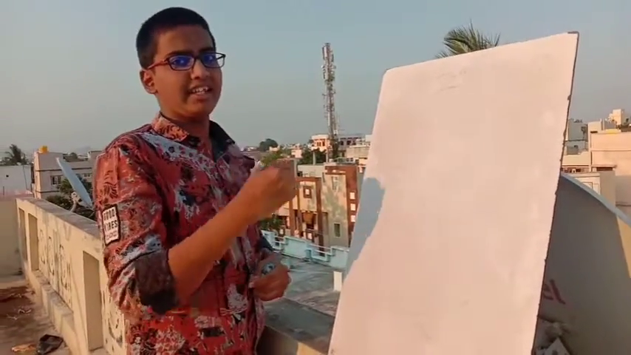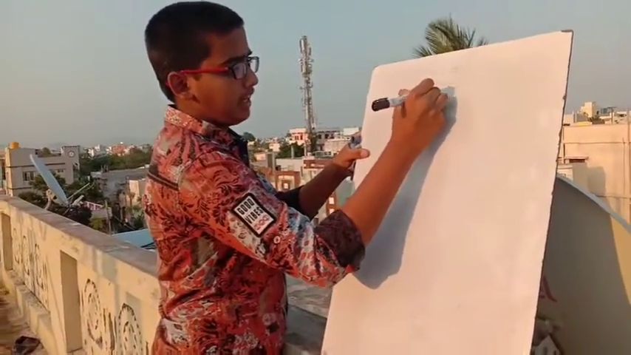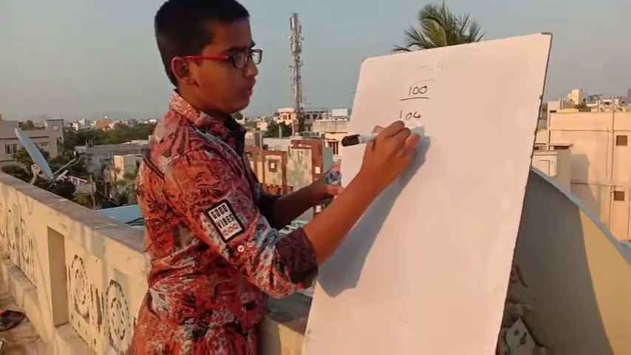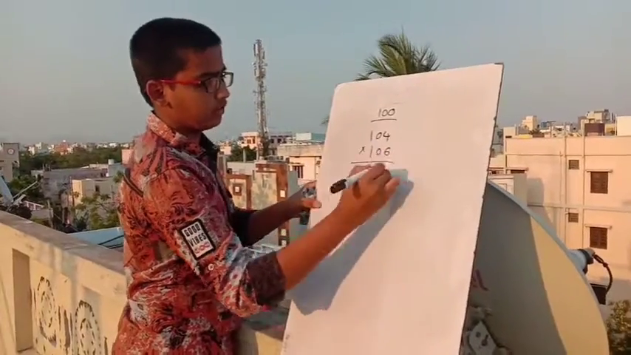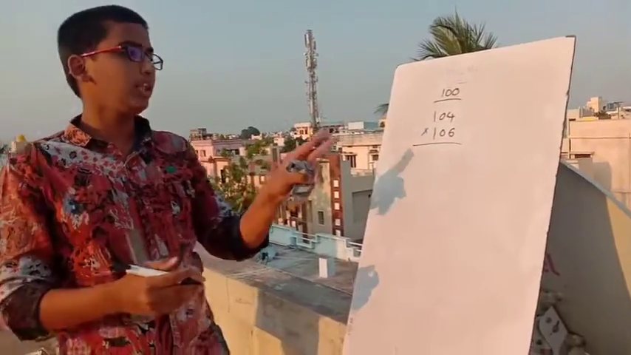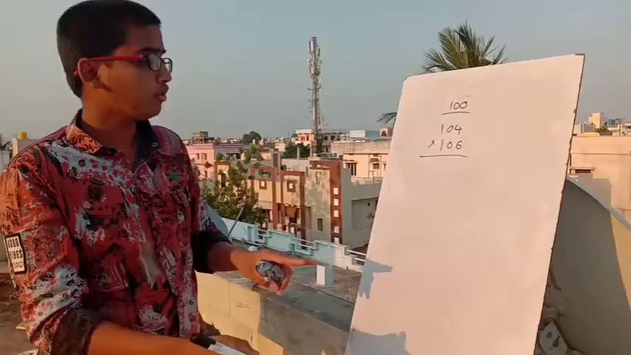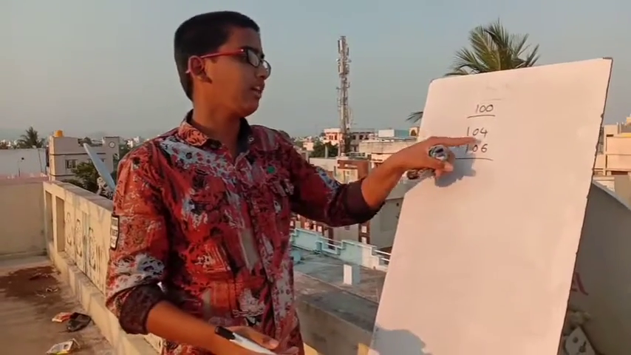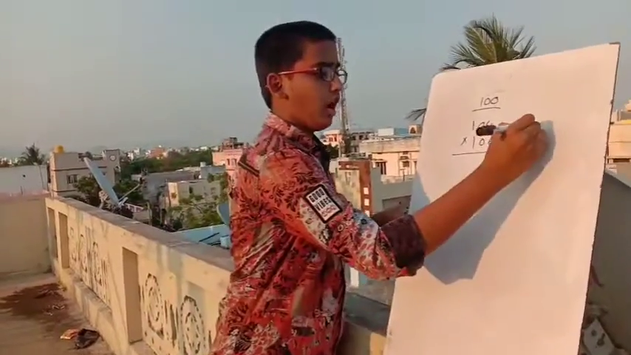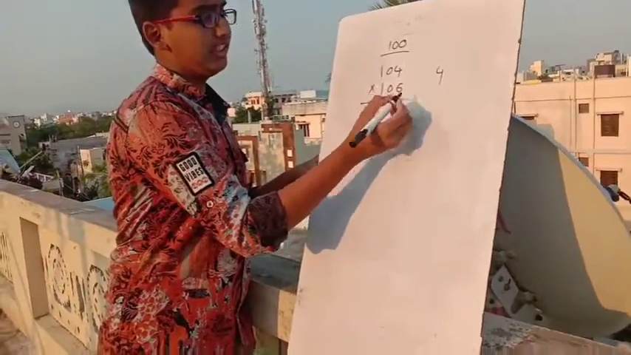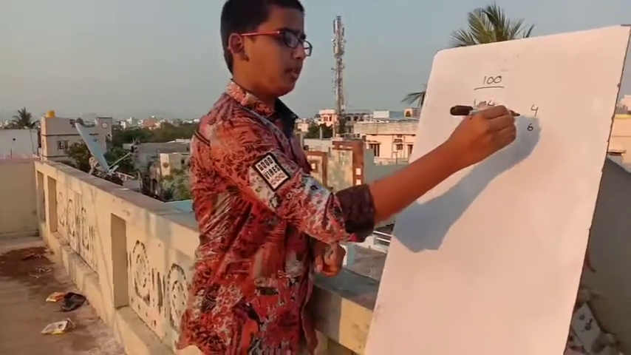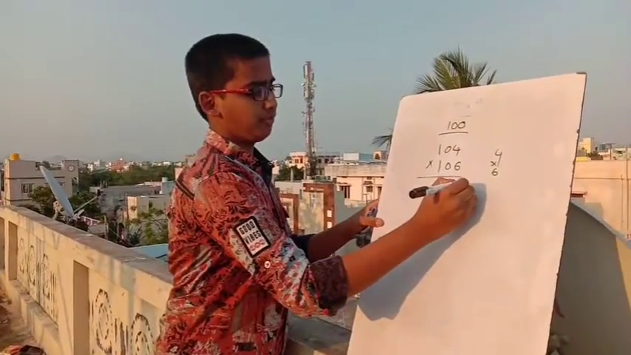Now we will see the trick for numbers greater than 100. Again keep 100 in your mind. Suppose 104 into 106 multiplication. Here, when both the numbers are greater than 100, we have to check how much more than 100 they are. 104 is 4 more than 100, so I am writing 4 here, and 106 is 6 more than 100, so I am writing the 6 here. Again we do the multiplication of 4 and 6, that is 24, right?